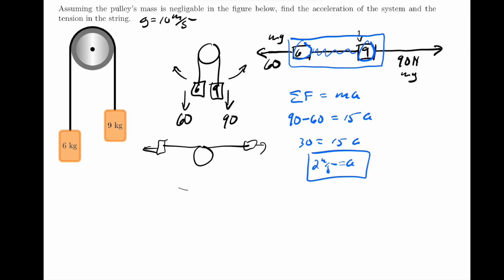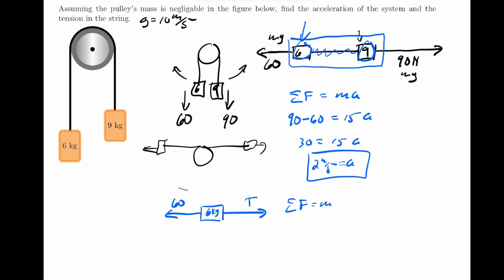Okay, so now I know those masses are accelerating with an acceleration of 2. And now all I'm going to do is look at the 6 kilogram mass. So let's take a look at that by itself, and let's draw the free body diagram. I've got a tension force pulling it that way, and I've still got the 60 newtons pulling back. That's 6 kilograms. So in this case, apply Newton's law.